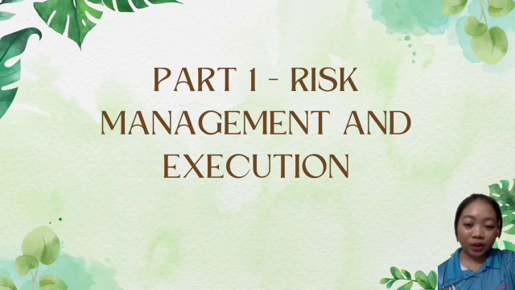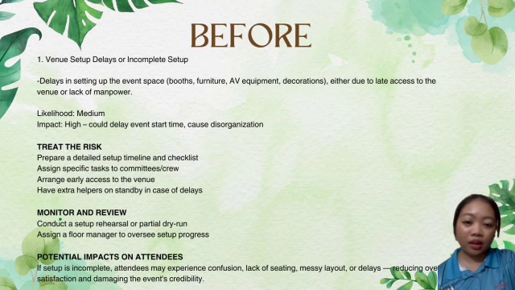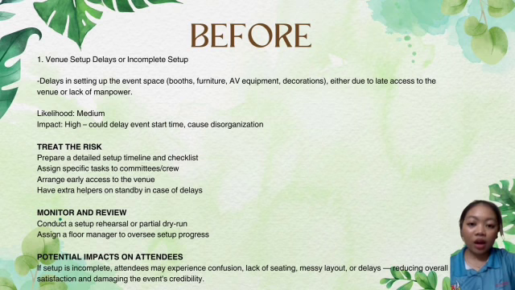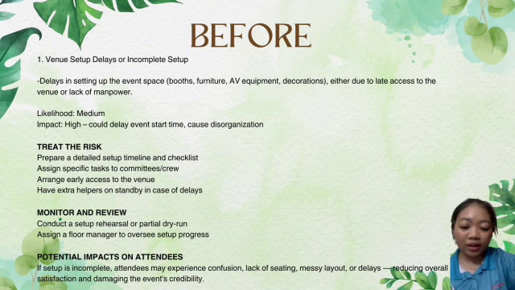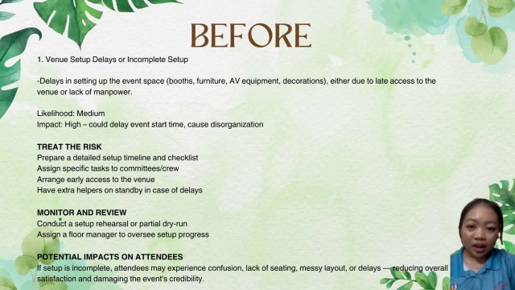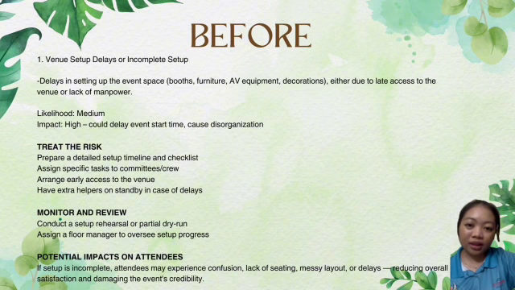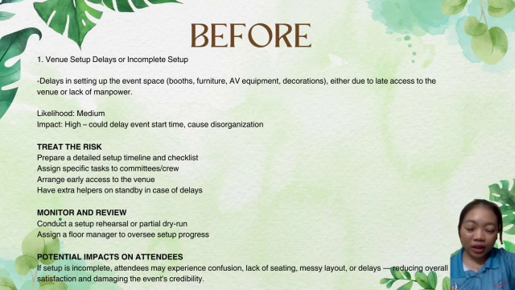So I will be the first one to present the first part, the key risks that we identify before the event. The first key risk is venue setup delays or incomplete setup, such as late installation of booths, furniture, or heavy equipment. This risk has a medium likelihood but a high impact, as it could delay the event start time and cause disorganization. To treat this risk, we prepare a detailed setup timeline, assign specific crew tasks, and arrange early venue access with extra helpers on standby.